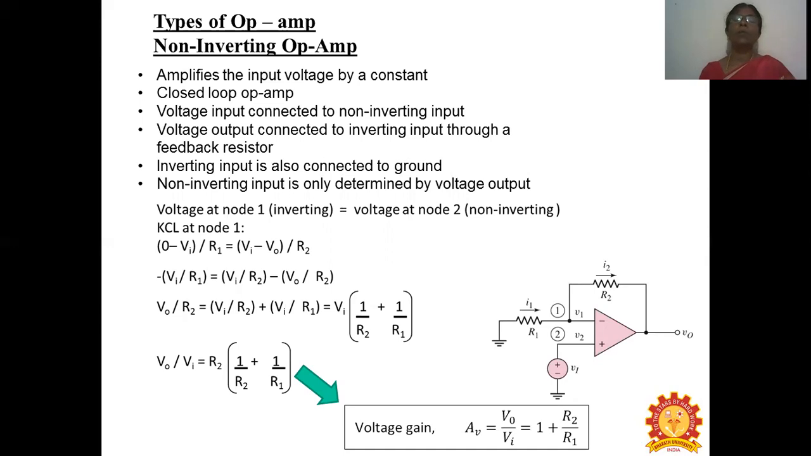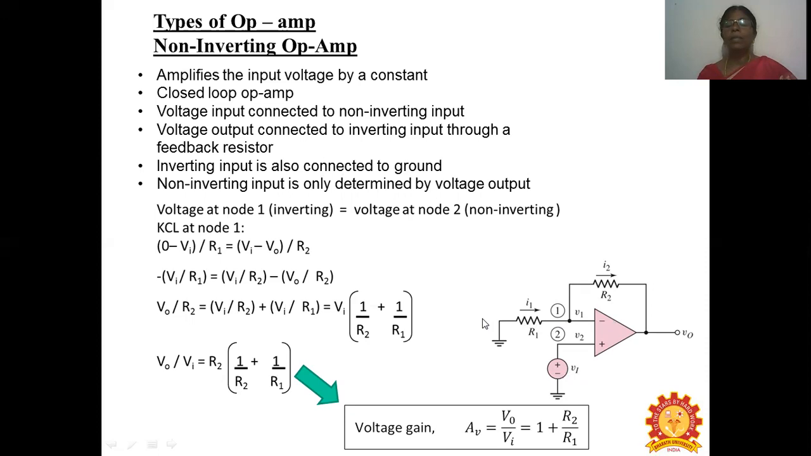Next, I am going to discuss the types of operational amplifier circuit. First type, the non-inverting operational amplifier. This is the circuit diagram of the non-inverting operational amplifier circuit. Here, there are two inputs available. One input is connected to the non-inverting terminal of the operational amplifier circuit, denoted by V1.